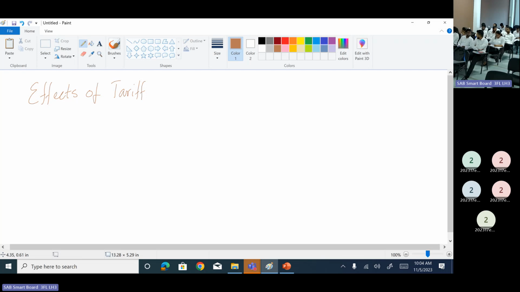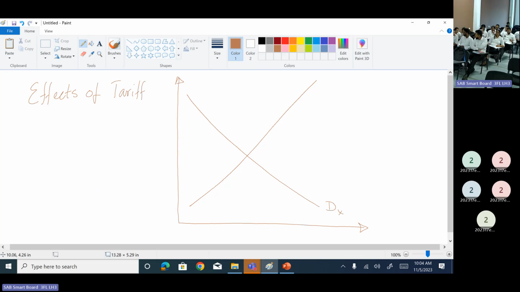The last one, let me talk about today. Now we know the demand-supply model. For a particular product, take product X, we have the supply. In the market, this is the equilibrium price determined for product X.